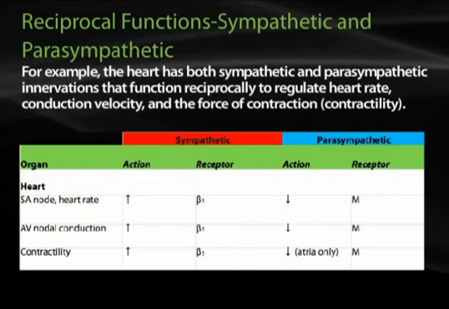So, for example, the SA node has beta-1 receptors that, when activated, will increase rhythmicity, and has muscarinic receptors on the SA node, which will diminish rhythmicity. Beta-1 receptors on the AV node will enhance conduction through that node, whereas muscarinic receptors on the node will diminish conduction through the AV node. Beta-1 receptors in the myocardium will enhance cardiac contractility, whereas muscarinic receptors on the atria will diminish contractility.